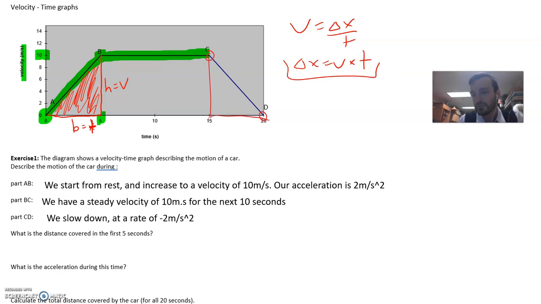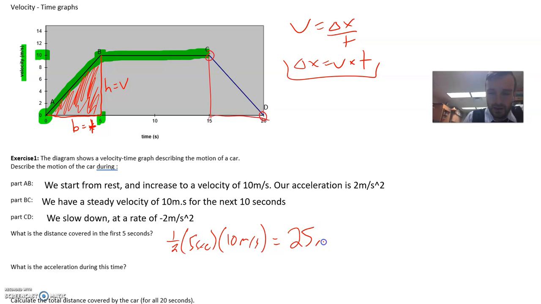And here's why. Because displacement is velocity times time. So what distance did we cover in the first 5 seconds? So we did 1/2. The base is 5 seconds, and the height is 10 meters per second. And so that's going to be 50, and half of 50 is 25 meters. So that's how far we went in the first 5 seconds.